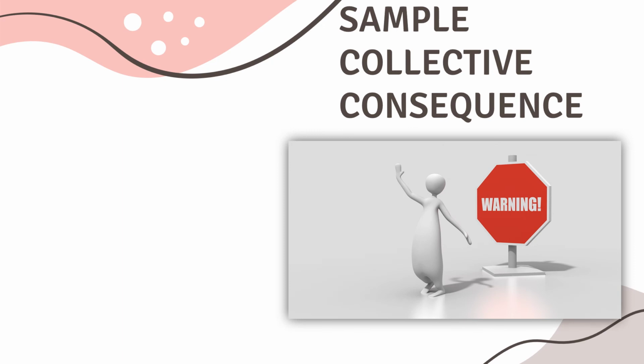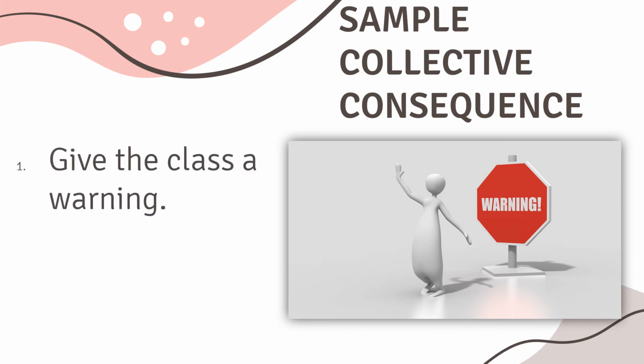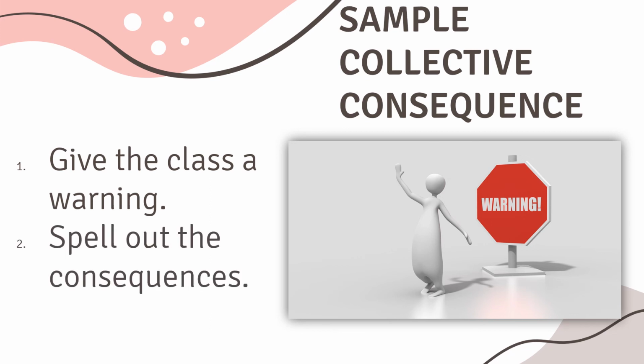Sample collective consequence. A good way to issue a collective punishment is to warn them up front. Explain the consequences. A sample consequence could be, if I have to stop the activity 3 times because it's too loud in here, we will all need to clean up early.